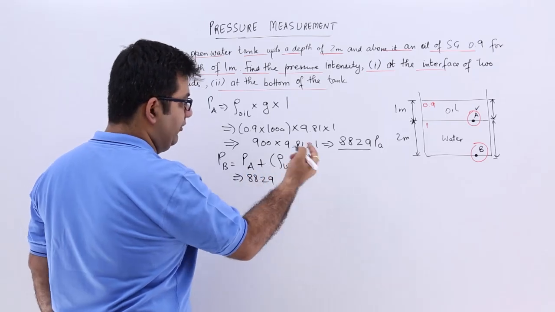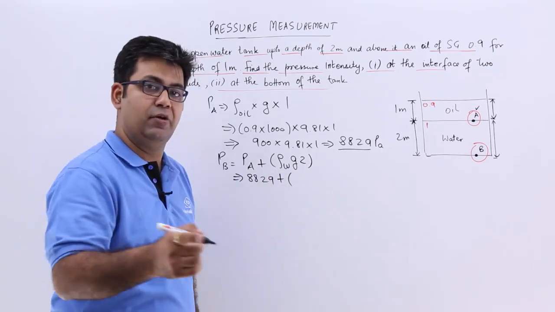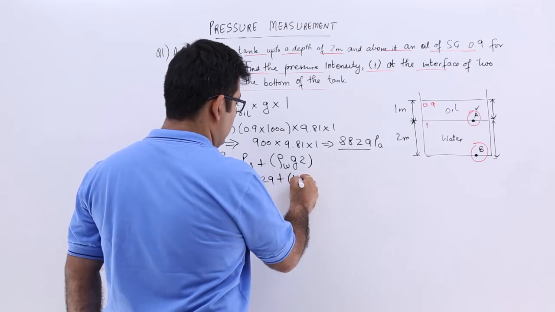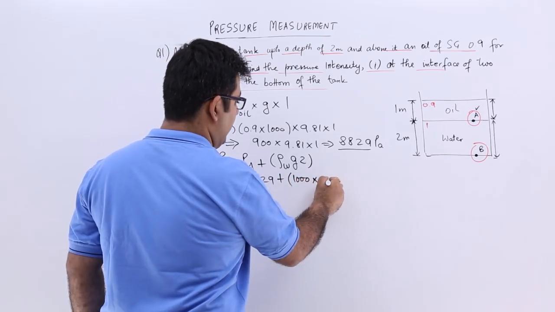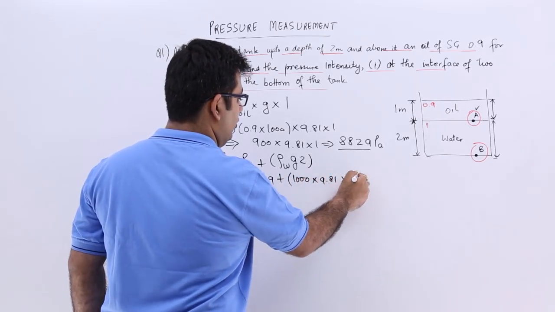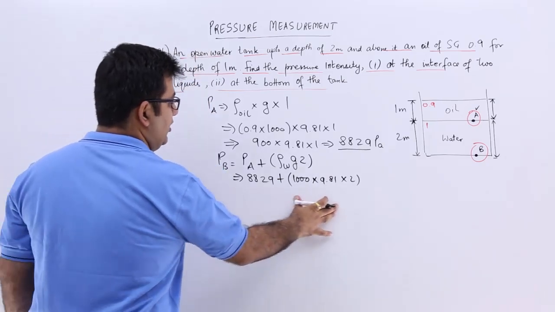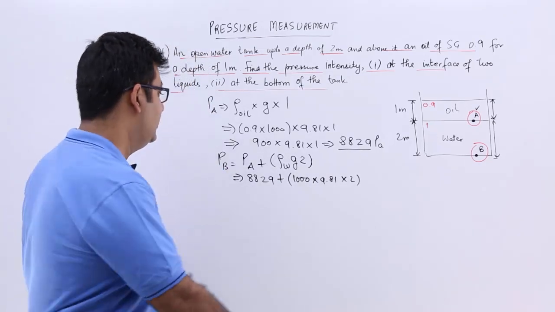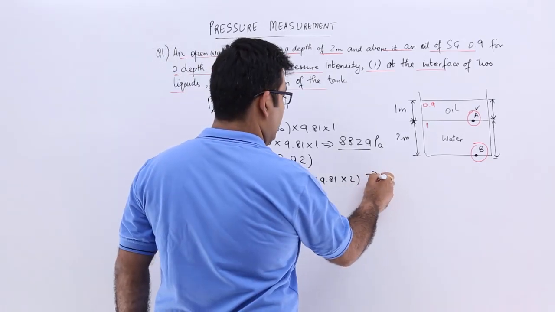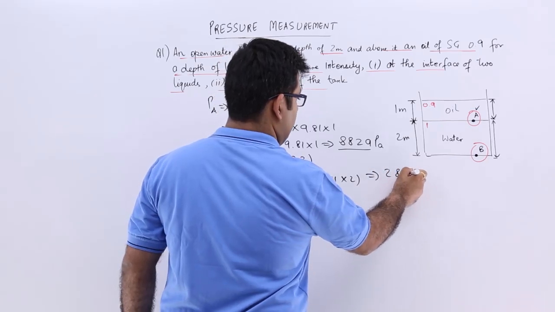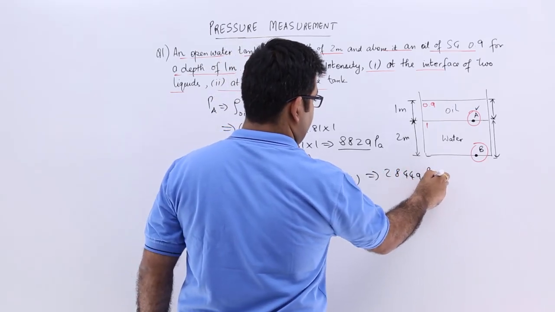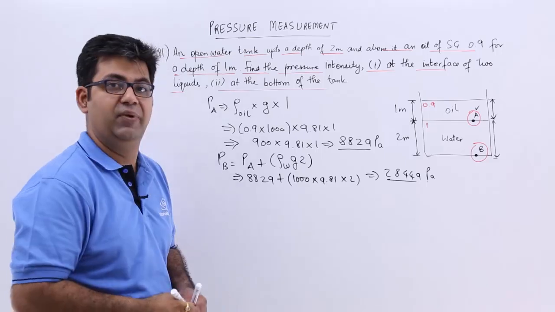So that will be 8,829, which we have already found out, plus the density of water, which is 1000, into 9.81 into 2. When you do the calculation with your scientific calculator, this would be equal to around 28,449 pascals, or 449 to be exact.